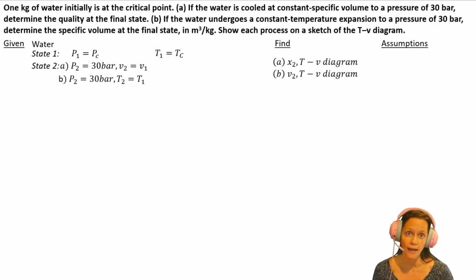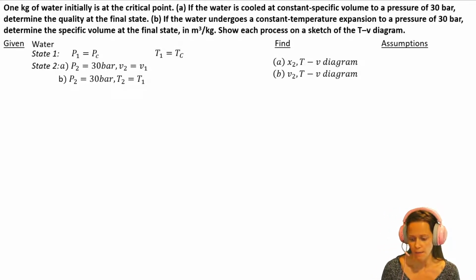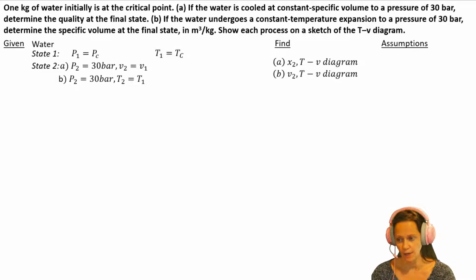And just FYI, if a process is constant temperature, it's called an isothermal process. So isothermal process. Yeah, constant temperature. And then, of course, we want to show each process on a T-v diagram. So, all right, let's keep on going.